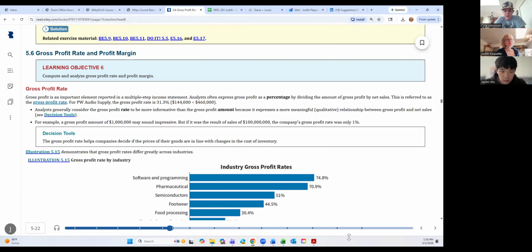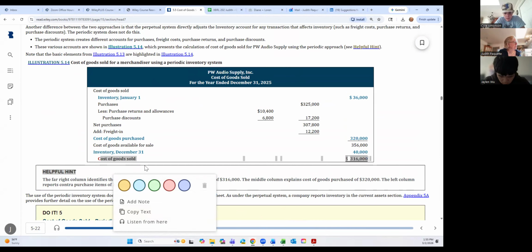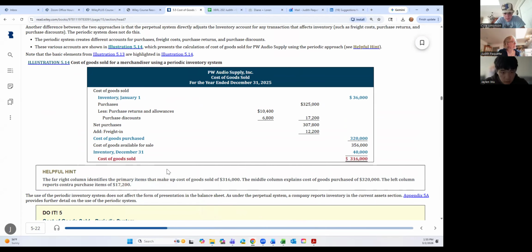This is what I'm going to tell you. You need to know how to do a perpetual multi-step income statement. And the only difference is how we calculate cost of goods sold. So here it is, illustration 5.14 in your book. You can see cost of goods sold here. You need to be able to do this calculation. The rest of the income statement is identical to the multi-step income statement for perpetual.